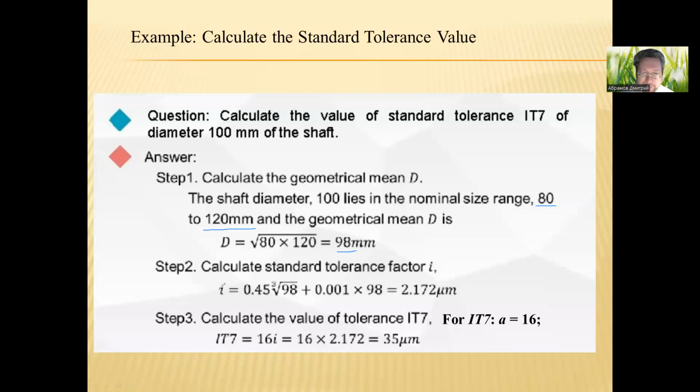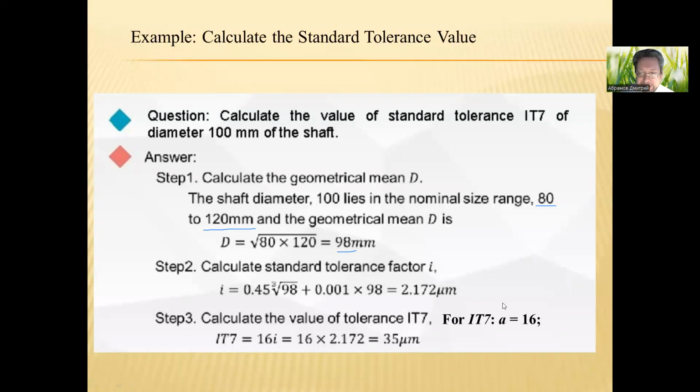Step 2, calculate the standard tolerance factor. We use the formula I equals 0.45 multiplied by the cube root of D, where D equals 98, plus 0.001 multiplied by D, where D equals 98. And we have I equal to 2.172 micrometers. And step 3, calculate the value of tolerance IT7. For IT7, A is equal to 16.